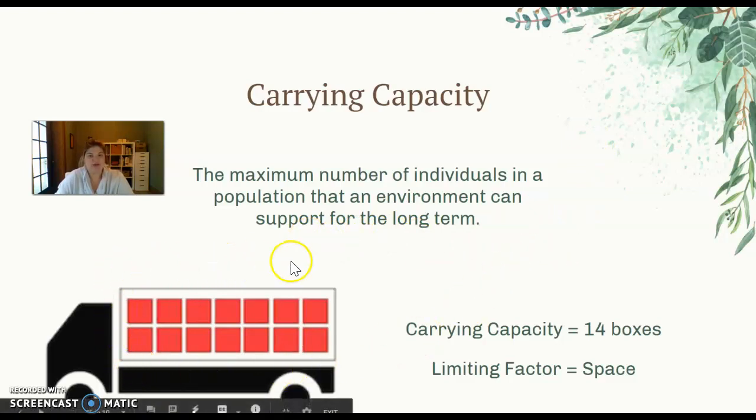If I look at this box truck that's completely full, there's no more space, so I know my carrying capacity must be 14 boxes. And the limiting factor that keeps that in check is space. Whereas some limiting factors might include a water shortage, and that determines your carrying capacity, in this simple example, it is space that's the limiting factor. And you can certainly have more than one limiting factor controlling growth.